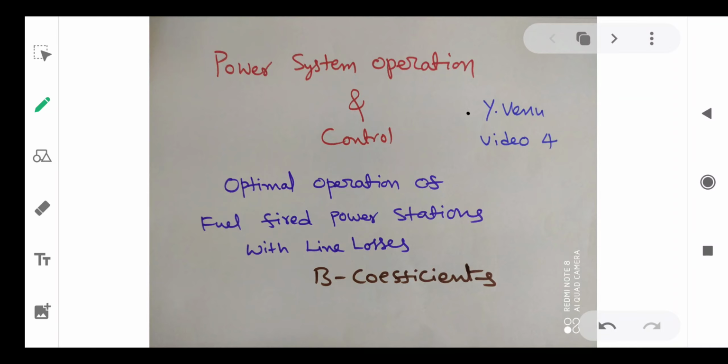Therefore we need to understand transmission line loss expressions in terms of power generation and other variables. By expressing them in terms of power and other variables, the other variables can be treated as B coefficients. So the line loss can be expressed in terms of power generation and B coefficients. In this topic we will discuss B coefficients and the derivation of B coefficients.